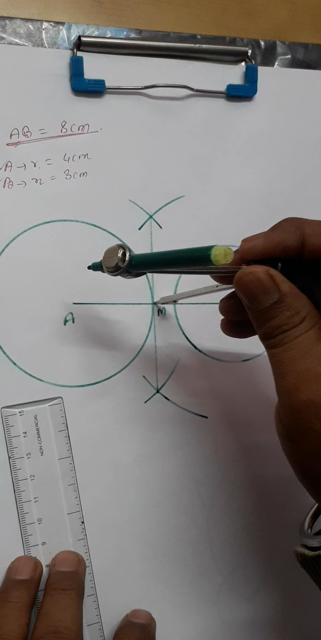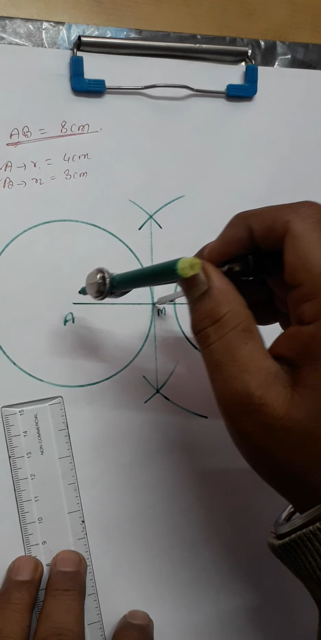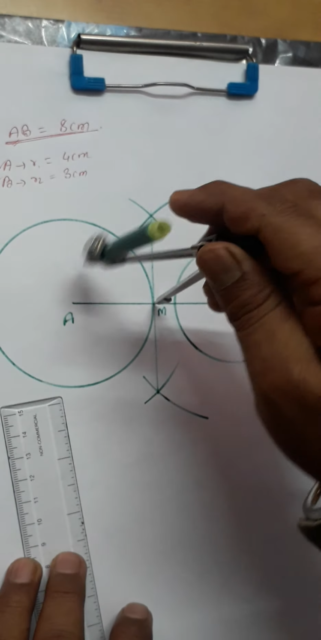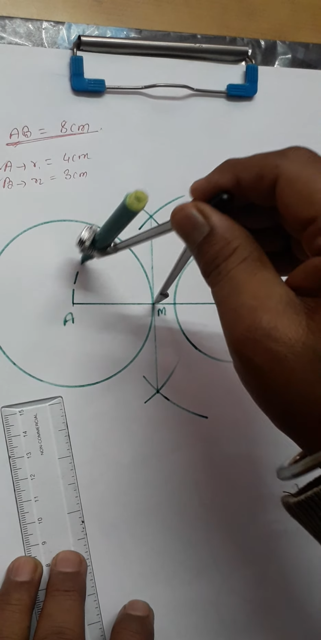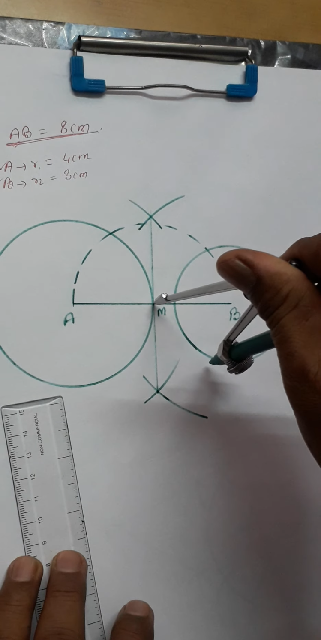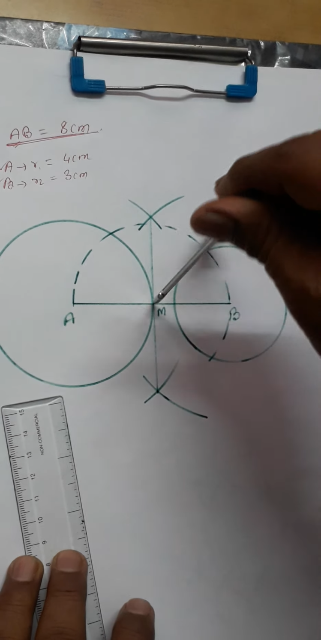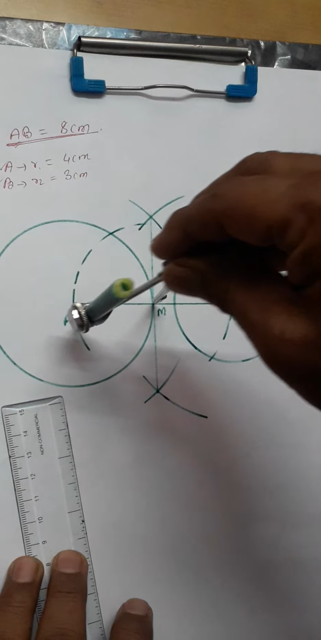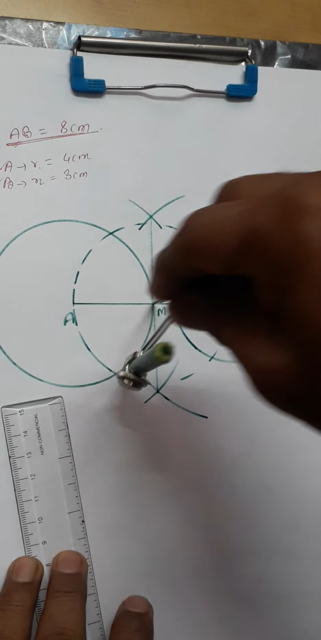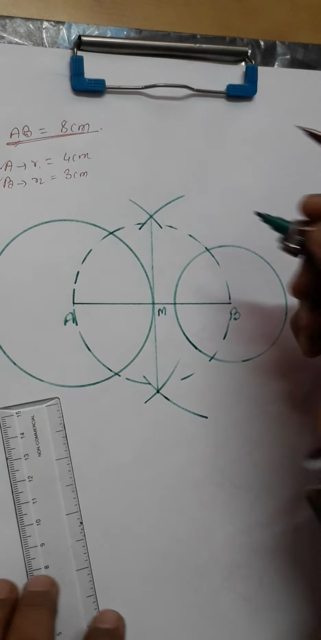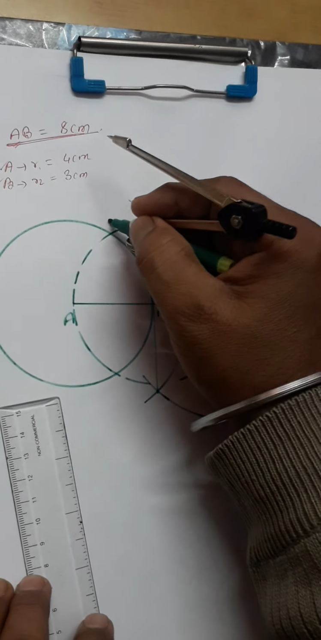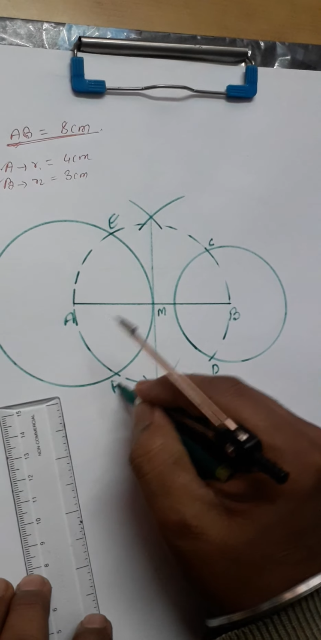Now with this point M as center, and AM as radius, we will draw a third circle intersecting these two circles at different points. Let this point be C, this point be D, this be E, and this be F.